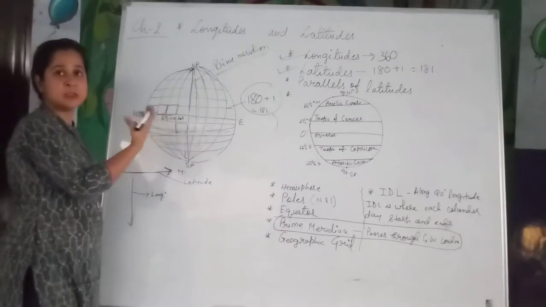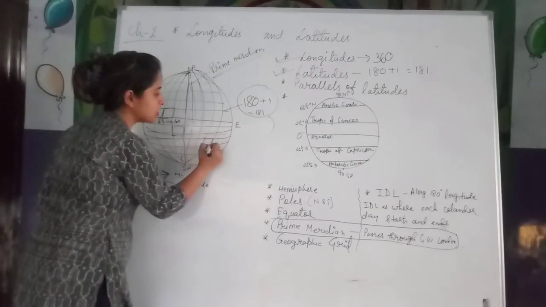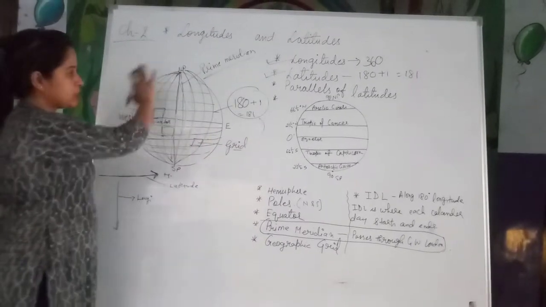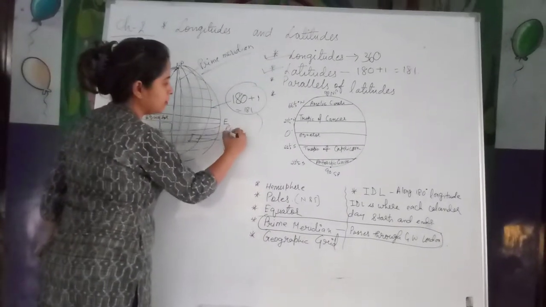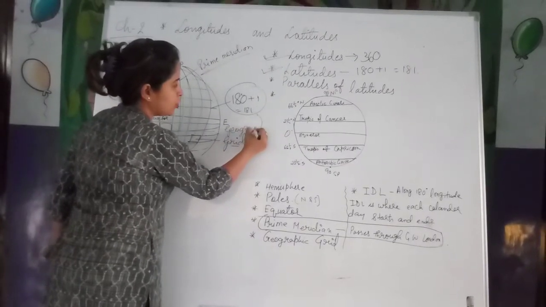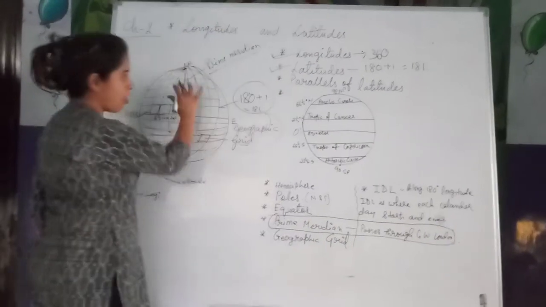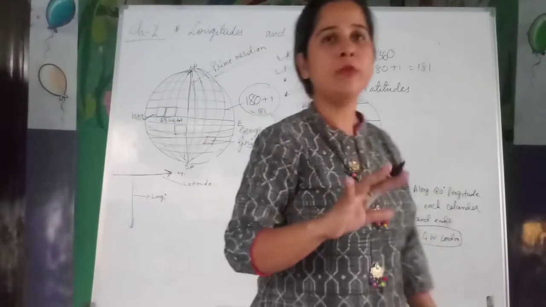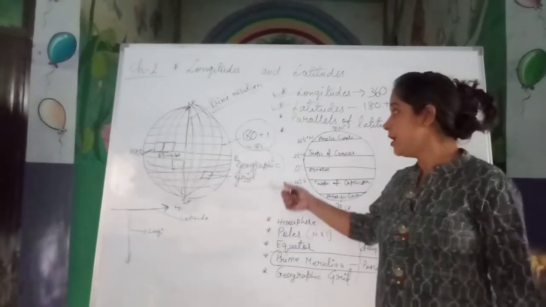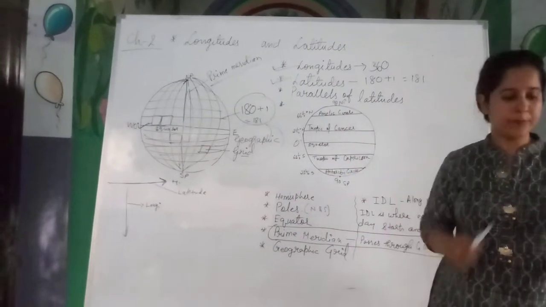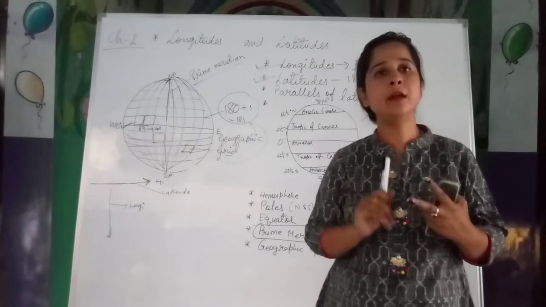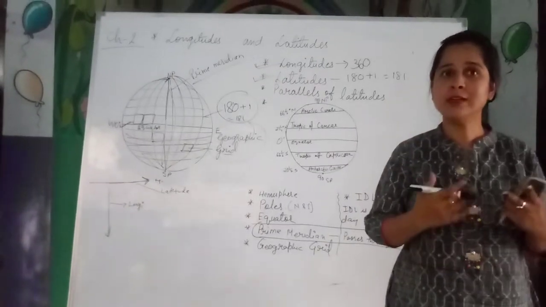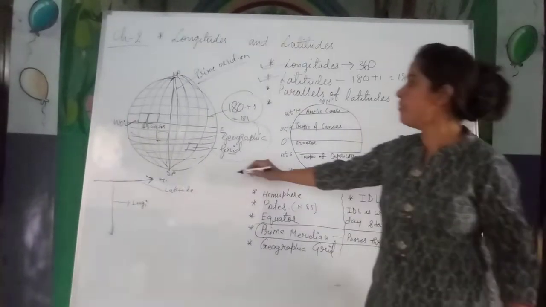So what do we call this spatial effect? Actually each box is called a grid, and this whole network is termed the geographic grid. Now we will discuss what the use of the geographic grid is. The geographic grid is used for locating places and calculating time. Geographers locate exact places and calculate the time exactly with the help of this geographic grid.